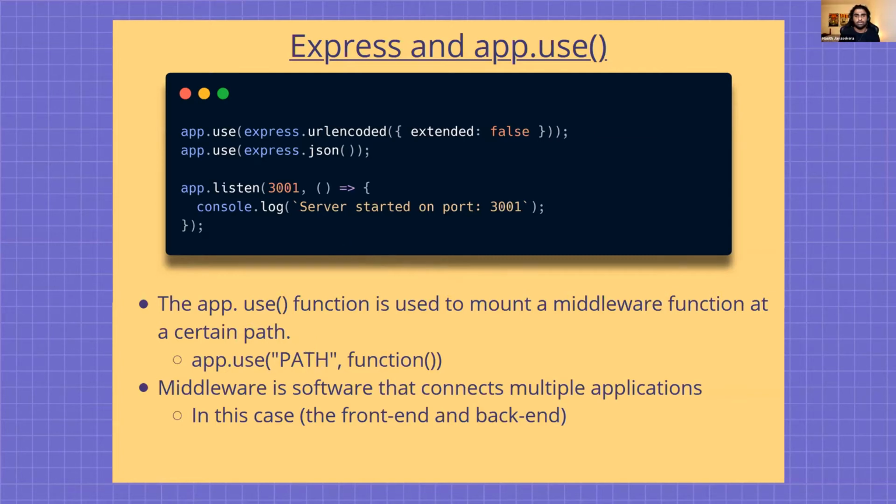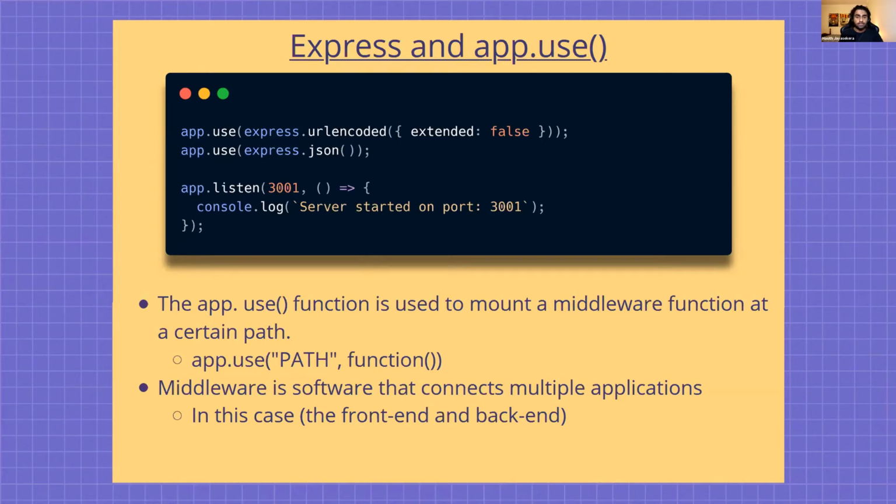You can just use some middleware piece of software. So what we see here is essentially the use of middleware. And middleware is software that connects multiple applications, in this case, it's our front end and our back end. As you can see here, we do express.urlencoded, and essentially we set that to be extended false. So urlencoded, what that does, it parses incoming requests with URL encoded payloads.